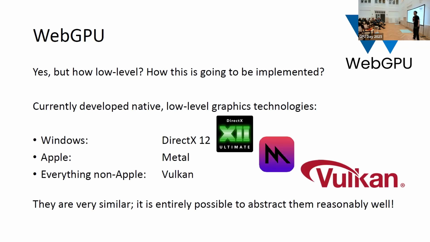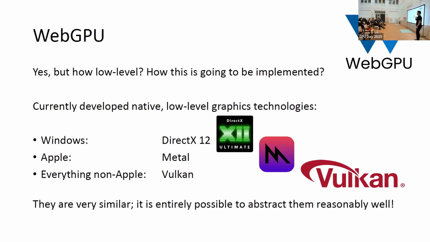Okay, so we want to go low level. How low level? How is this going to be implemented? So as I said, the answer is already there. We have low level graphics APIs. On the Windows platform, we have DirectX 12. On Apple machines, we have Metal, and everything that is non-Apple is basically capable of running the Vulkan API by the Khronos consortium. And basically, all these three are allowing you to access the latest features of the GPUs with very, very little driver overhead, so very efficiently.